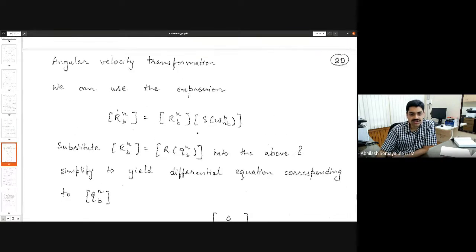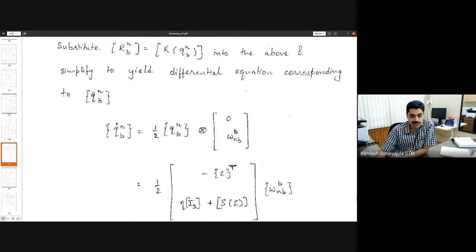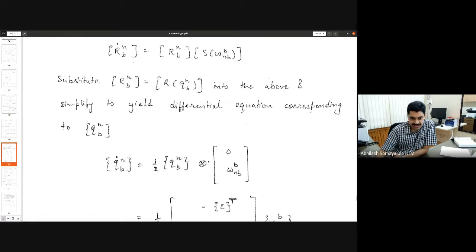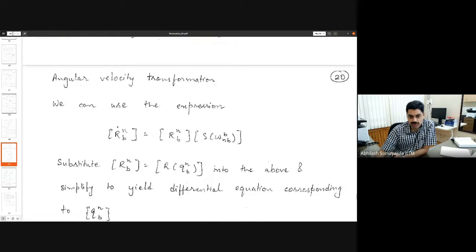We also looked at the angular velocity transformation, where we try to understand how we can express the rate of change of a quaternion with time, and we saw that it could be expressed in terms of a cross product between the quaternion and the quaternion formed out of the angular velocity of the body. And I told you that this expression actually comes out from our rotation matrix differential equation, which we had talked about in the previous lectures.